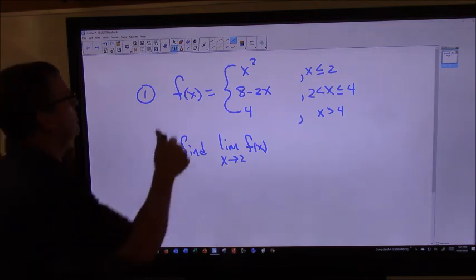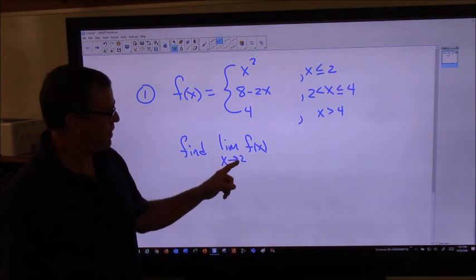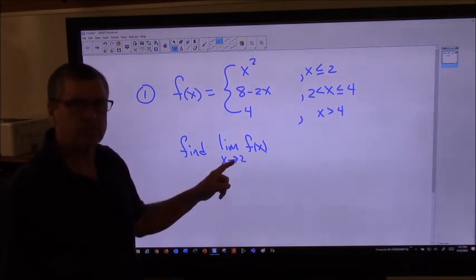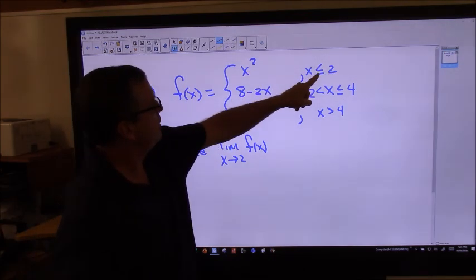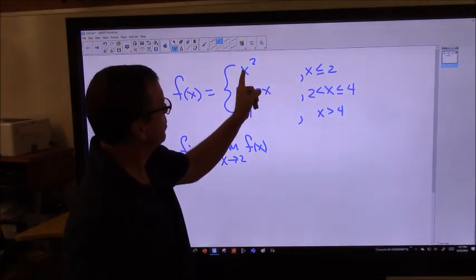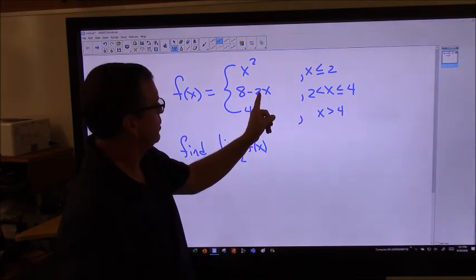All right, so the thing that's really important to remember here is I got to make sure I get on both sides of 2. All right? And so when I look at this, when I'm less than 2, I'm plugging into this equation. If I'm slightly larger than 2, I plug into this equation.